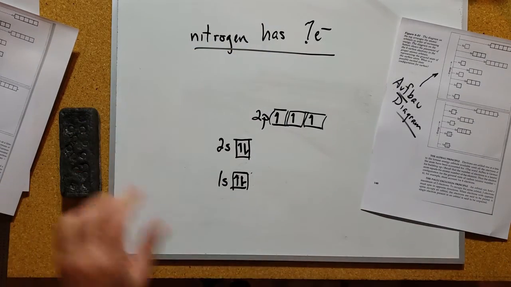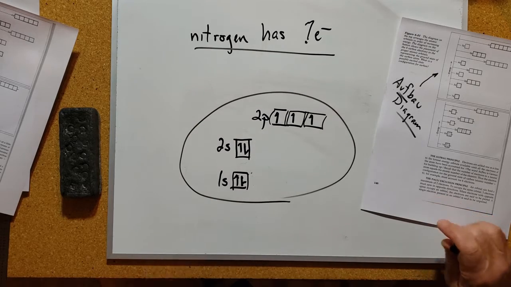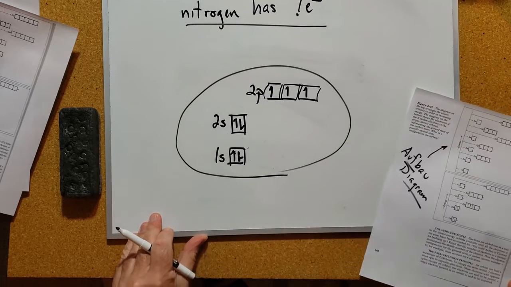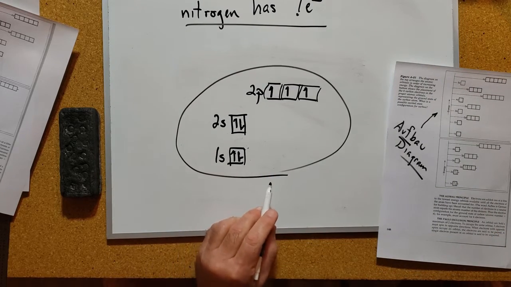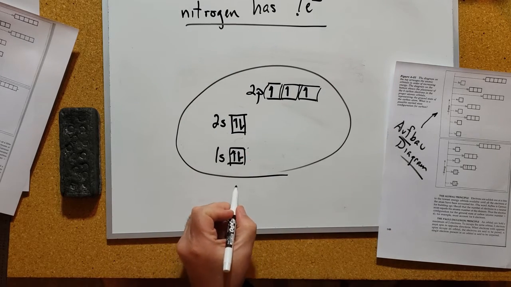So this is one way of writing the electron configuration of an element. Now we will often take this method or this information and write it down in a more condensed version.